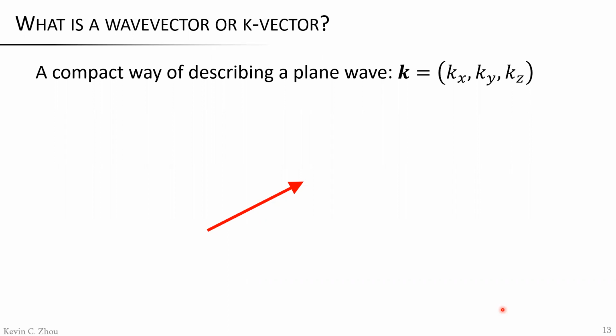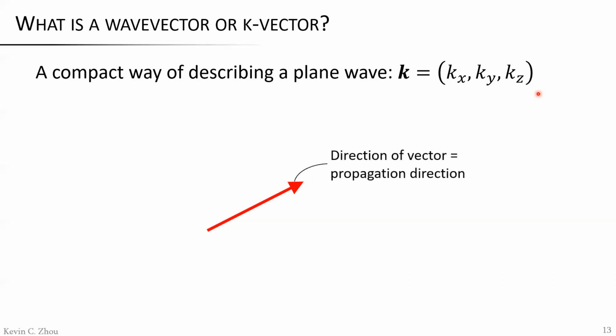So what is a k-vector or a wave vector? K-vector and wave vector mean the same thing. And they refer to 3D vectors with components kx, ky, kz that compactly describe a plane wave. A plane wave is a theoretical construct that describes a 3D wave with infinite planar wavefronts that extends everywhere in space and has uniform amplitude everywhere.